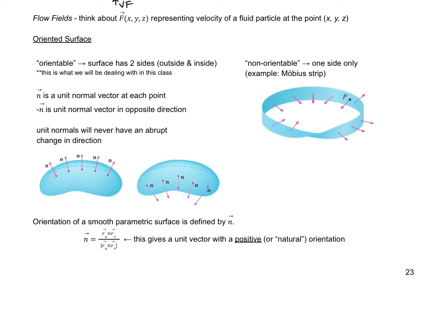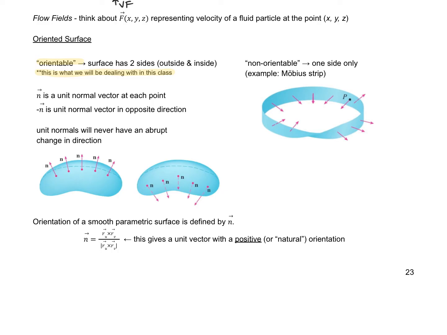So some surfaces are what we call orientable and some are not. A surface that is orientable has two sides. We often call them the outside and the inside. What is important for you to know is this is what we're dealing with in this class. And so then your next logical question would be, well, what is a surface that's non-orientable? A surface that's non-orientable, for example, would be a Mobius strip.